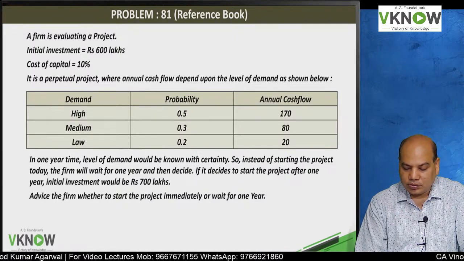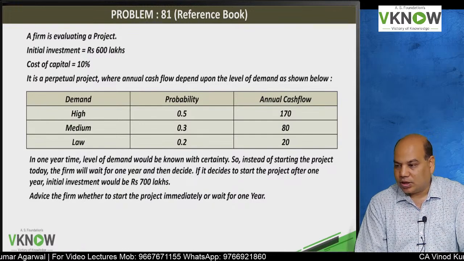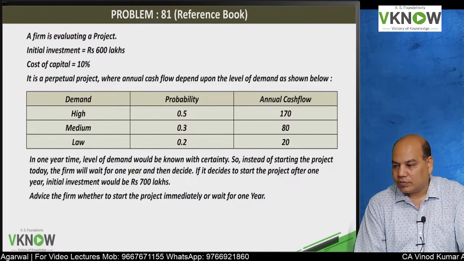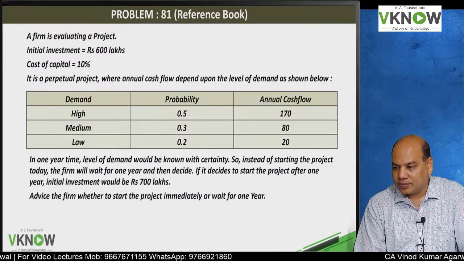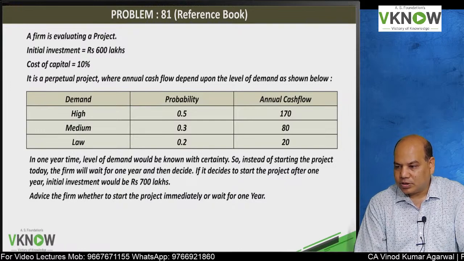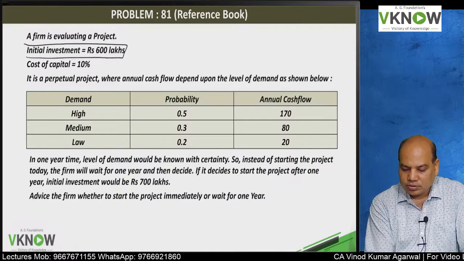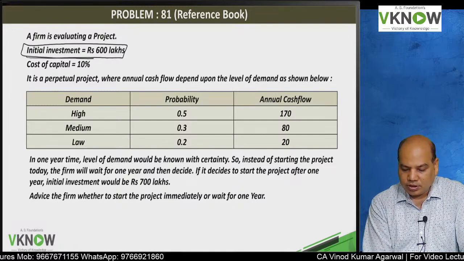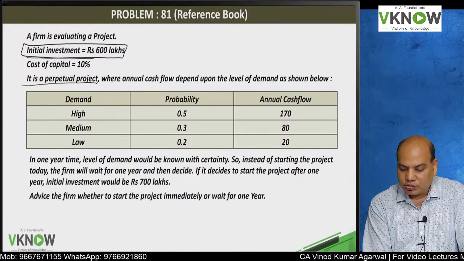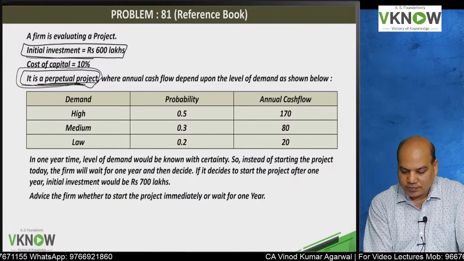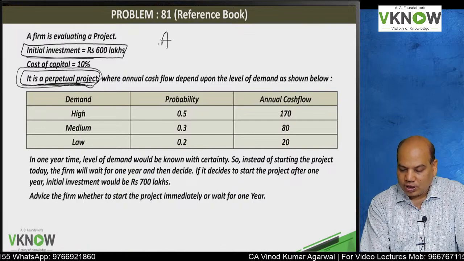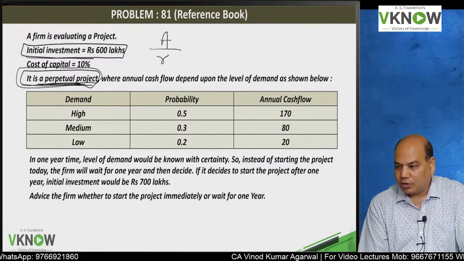Initial investment amount is rupees 600 lakhs. Cost of the capital is 10% for discounting purpose. If you invest today, 600 lakhs will be required. It is a perpetual project. Oh my God, once more a perpetual project. Same formula you will apply, A upon R for present value.